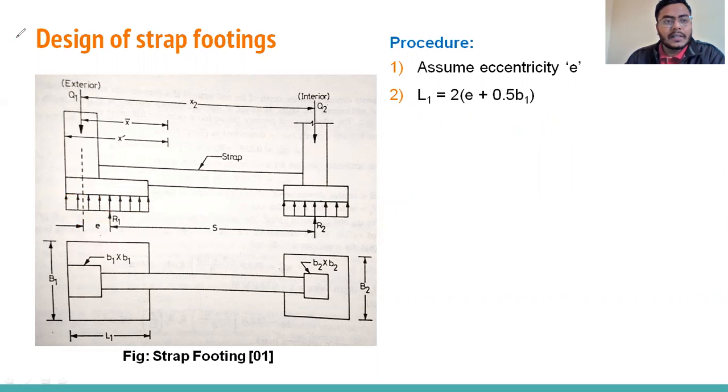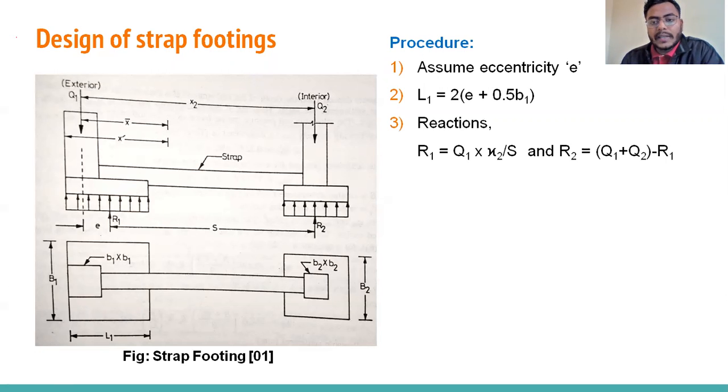Now, once we have the E value, we have the L1, and we have the Q1, Q2, X2. So we can calculate the reactions R1 and R2. R1 is the total reaction below the first footing. And R2 is whatever the total reaction coming for the second footing, the footing for this interior column which I have provided. So how can we calculate R1 and R2? I'm going to explain.